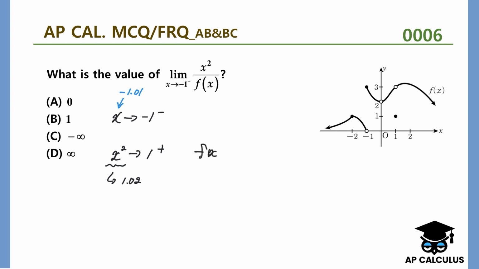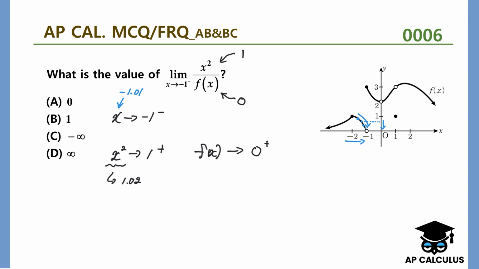Okay, what about function f of x? As x approaches -1 from the left-hand side, look at this graph. The function actually approaches 0. It approaches 0 from positive values, right? Look at these values right here. They're positive. The function value is the y value, right? So it approaches 0 from positive values, from the right-hand side. So this one approaches 1, and this one approaches 0.